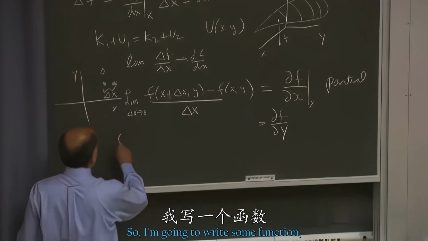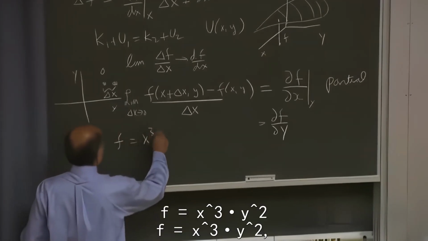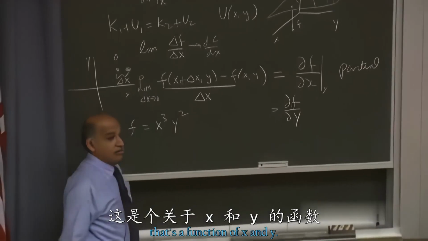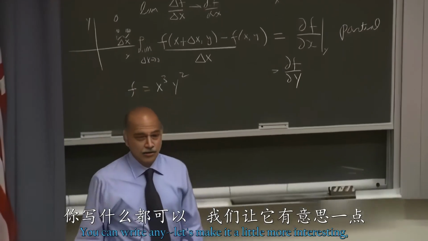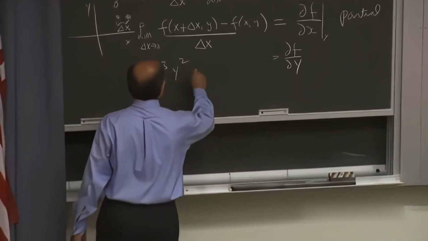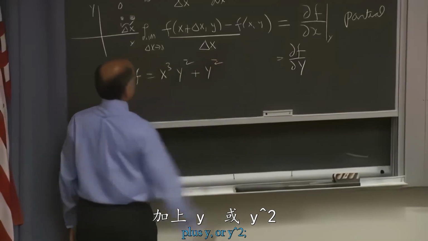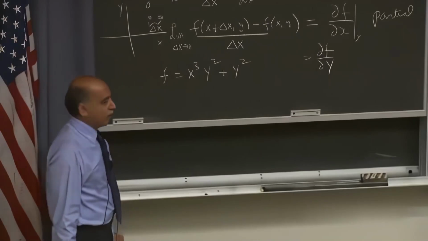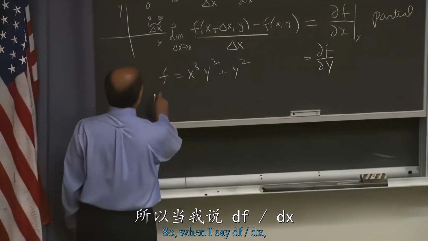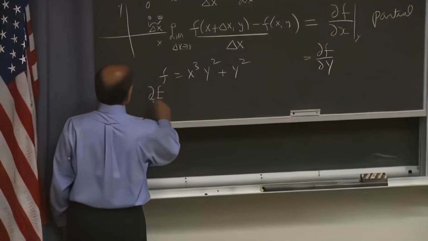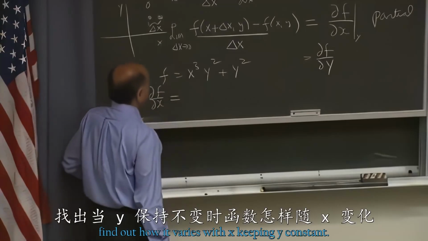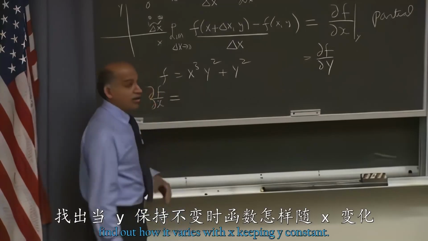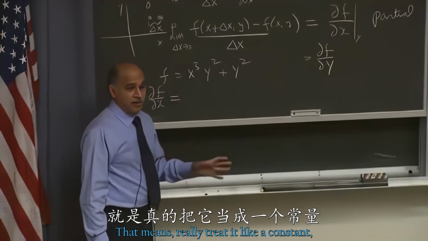I'm going to write some function, f equals x cubed y squared. That's a function of x and y. Let's make it a little more interesting: plus y squared. That's some function of x and y. So when I say df/dx, the rule is to find out how it varies with x, keeping y constant. That means really treat it like a constant.